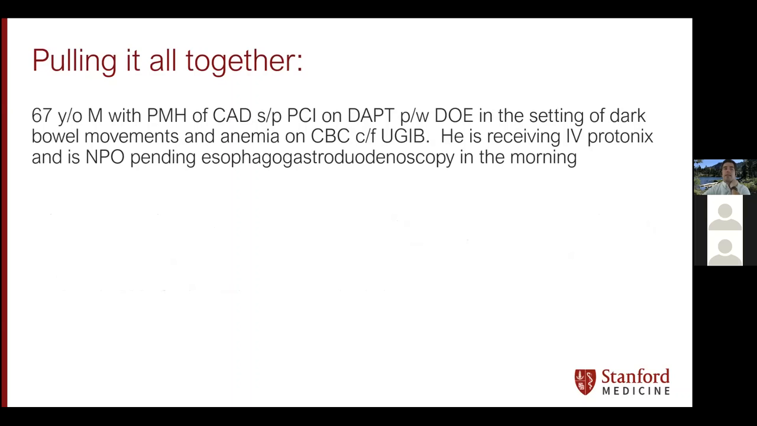So for this case, a 67-year-old male, PMH of CAD, status post PCI, presenting with DOE in the setting of dark bowel movements and anemia on CBC, concern for UGIB. He's receiving IV Protonix and NPO pending an esophagogastroduodenoscopy in the morning.